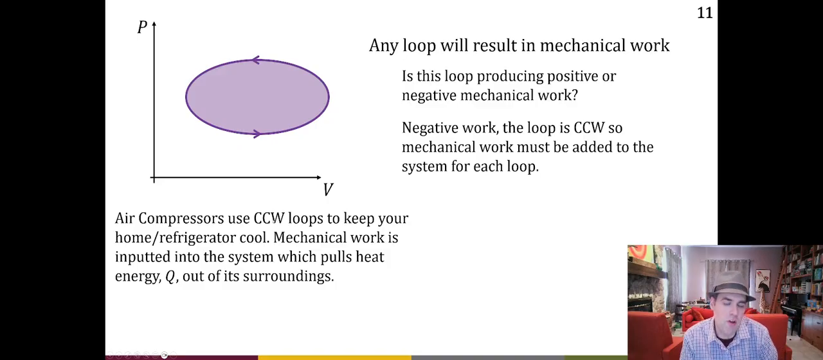You may be thinking to yourself, oh, why would you ever want to do that? Well, this graph doesn't show everything. Remember, there's heat energy involved and the temperature of the gas is involved. Air compressors use counterclockwise loops to keep your home cool or your refrigerator cool. Mechanical work is inputted into the system, which pulls heat energy out of its surroundings in order to cool things down. So when you want to cool things down, we want to go counterclockwise. And typically, when you want to use it for an engine or the like, we're going to go clockwise to gain mechanical work out of the system.